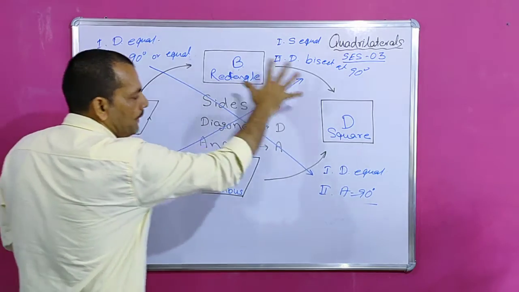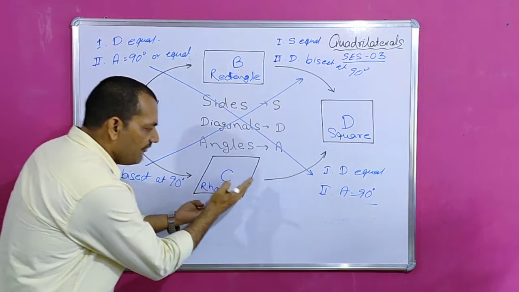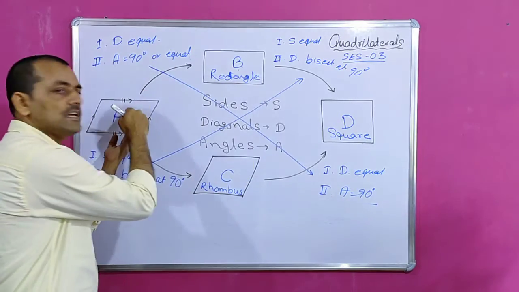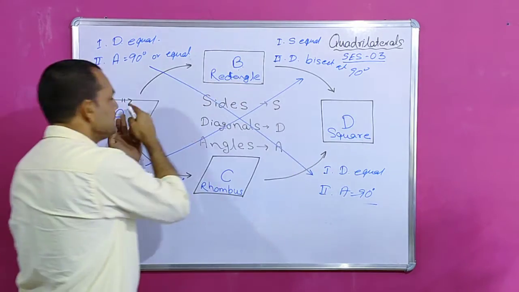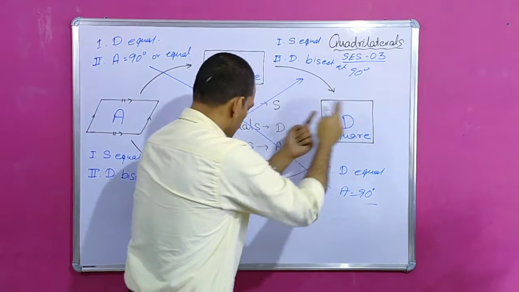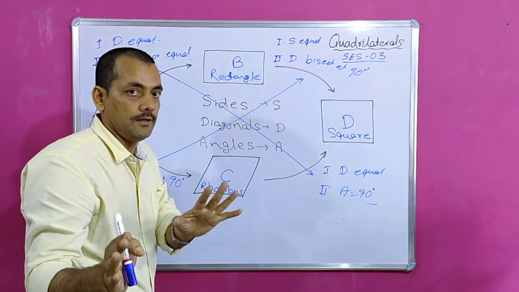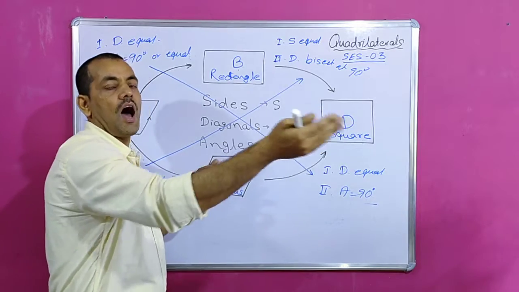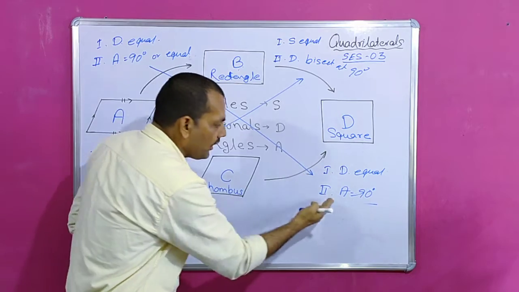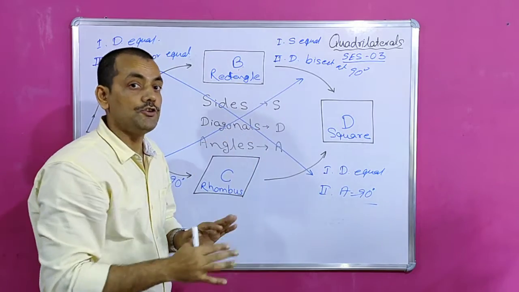So, this way, these main 4 quadrilaterals are linked with each other. It simply means every rhombus is a parallelogram. Every rectangle is a parallelogram. Every square is a parallelogram. Every square is a rectangle. Every square is a rhombus. But every rhombus is not a square. Please understand it. Only those rhombuses are squares if either the diagonals are equal or any one angle is 90 degrees. So this way, these 4 figures are linked with each other.